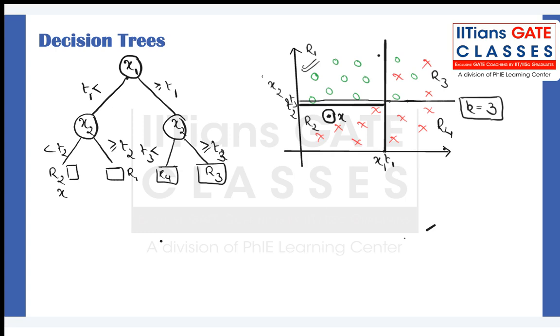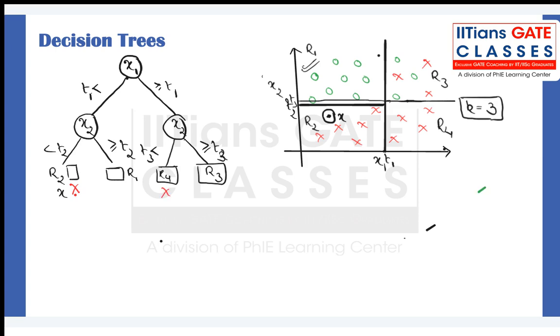But let me ask you one more thing. If you fall in region 2, you are seeing that there are only crosses here, right? There are only reds here. There is no green present in the entire data set here. You can just directly say that if I fall in this region, then the class is red. Similarly, if I fall in R4, the class is red. If I fall in R1, the class is green.